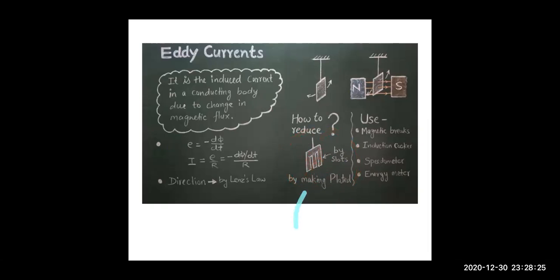One is this method. The second method, children, is by making it in the form of small metal sheets. So children, instead of using a single metal plate, we can use a number of thin metal sheets. Instead of using a single plate, you can use very thin sheets together, and they are insulated from each other.